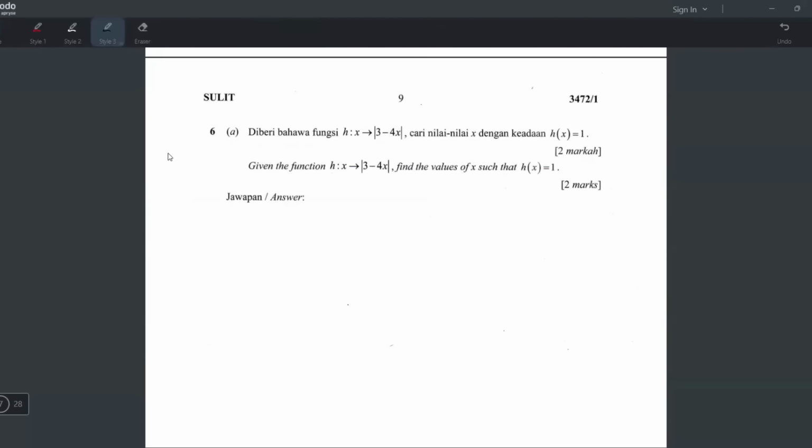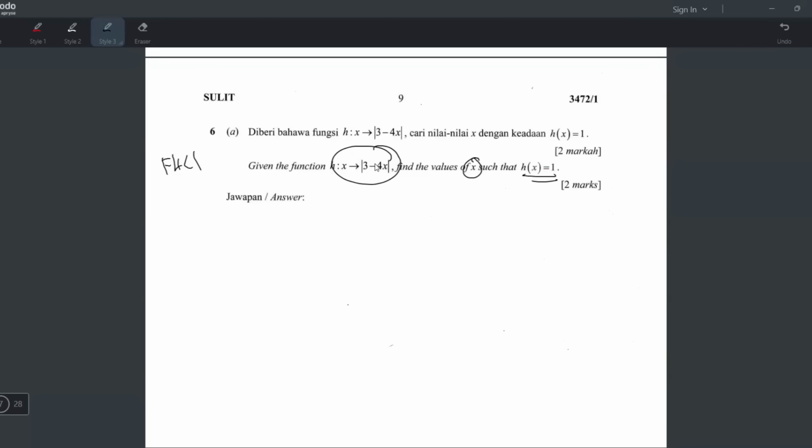Okay, number 6. This one is function. So from form 4 chapter 1. Okay, this looks like a very easy question because they give you h(x) and they ask you to find x when h(x) equals 1. So it's quite easy actually. Just take the whole thing, it equals to 1. Okay, there's a modulus here.